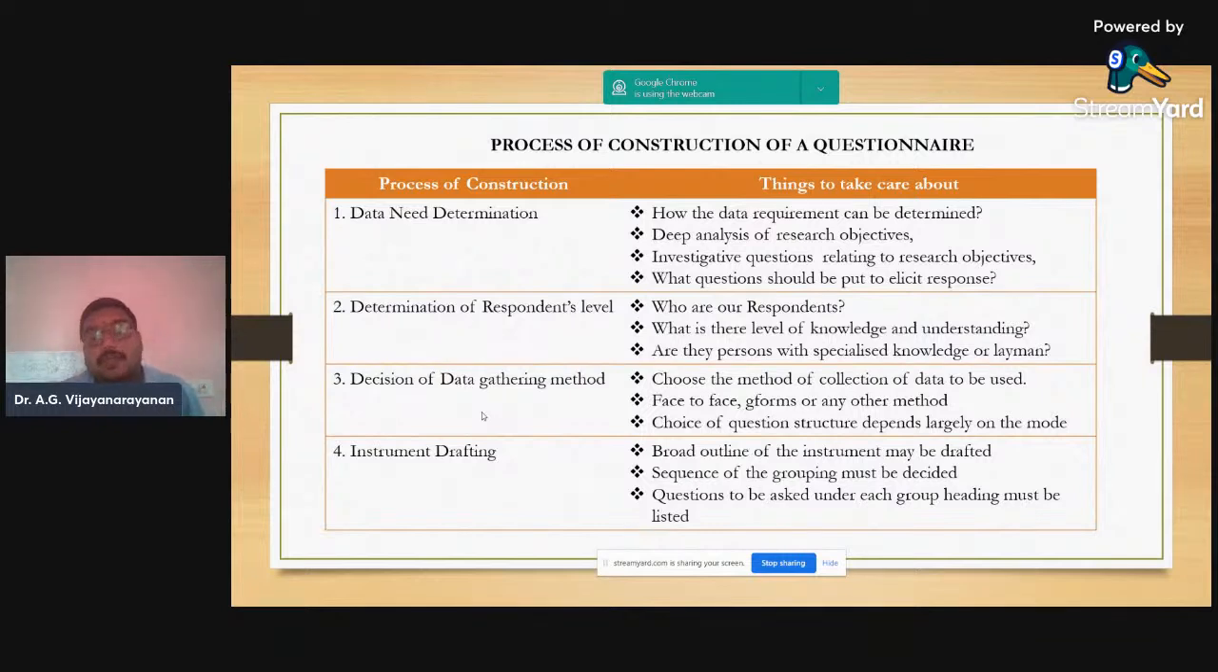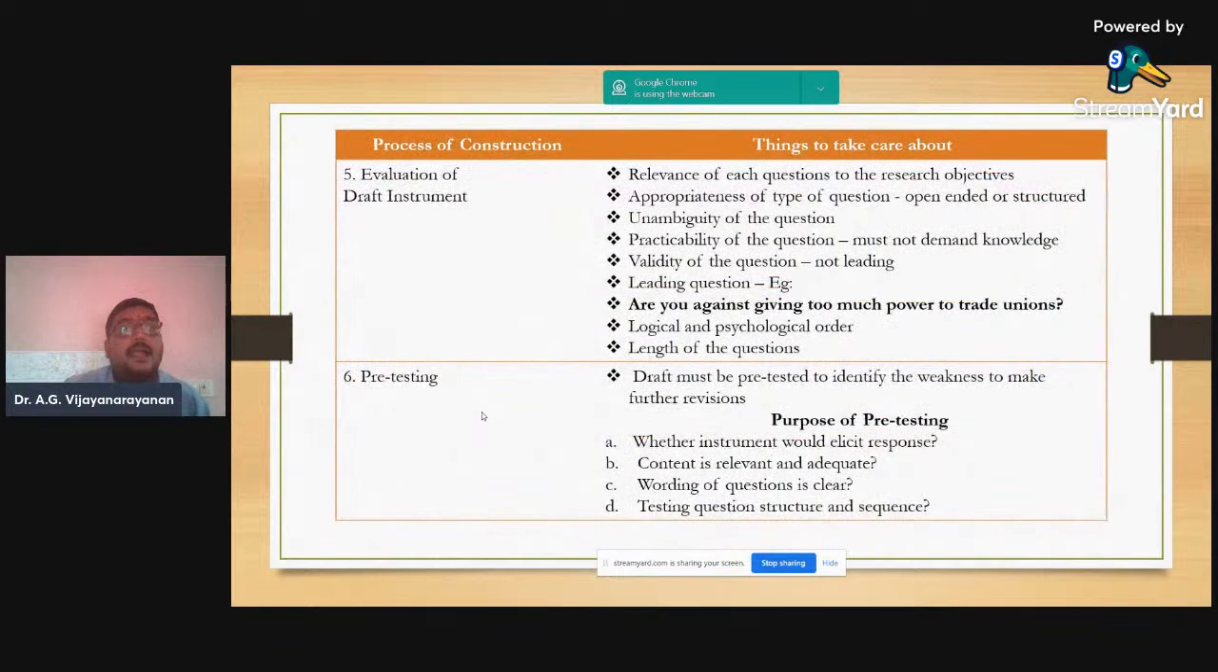So when you prepare a questionnaire, even sequencing is very important, and whatever questions are to be asked under each group must be properly listed out and then drafted. The instrument must be drafted. Once it is done, it's not over. It has to be tested and evaluated. When you evaluate, what are the things you need to keep in mind? Whatever question you ask, does it have any relevance to the research objective?